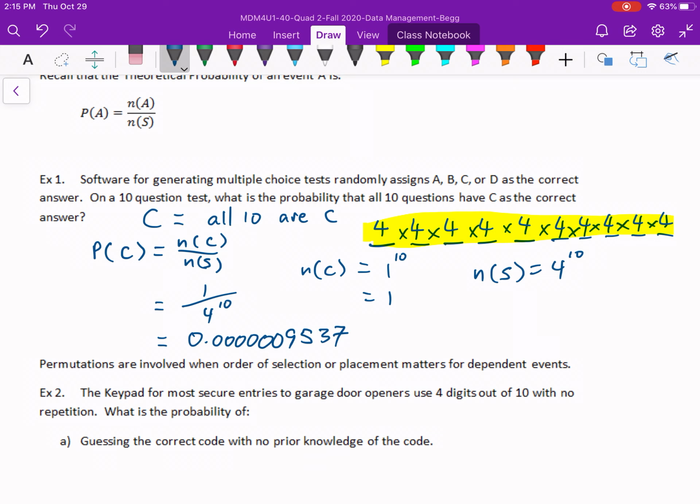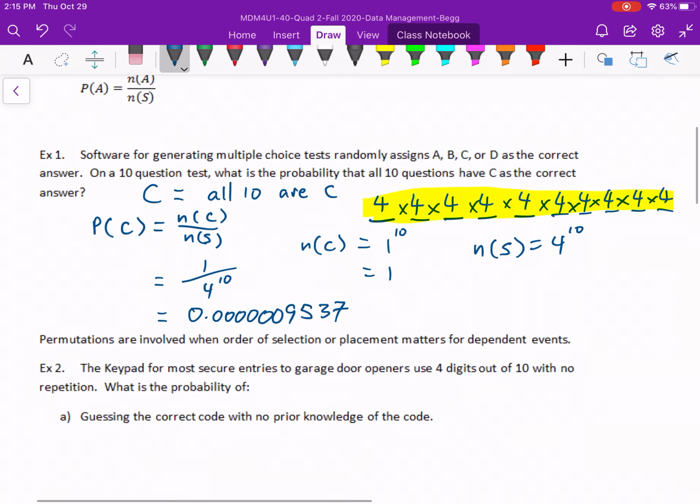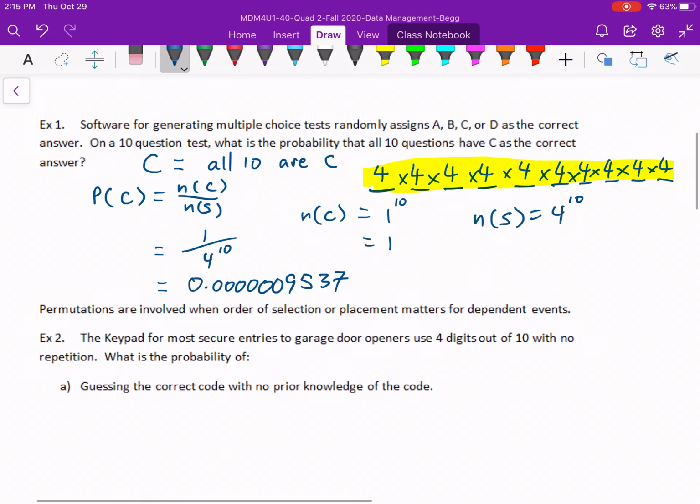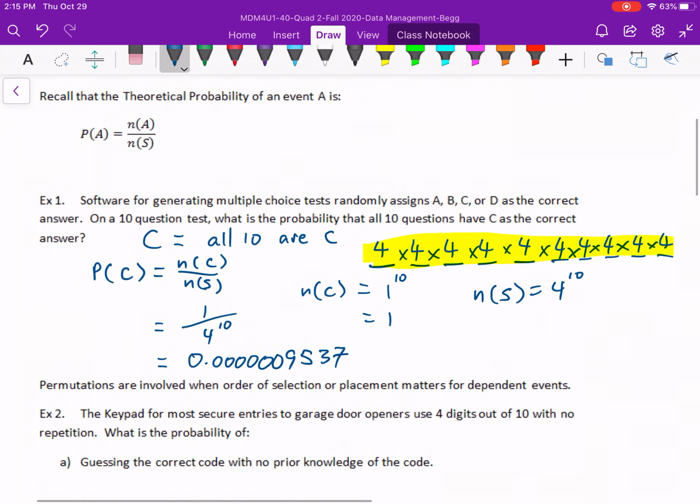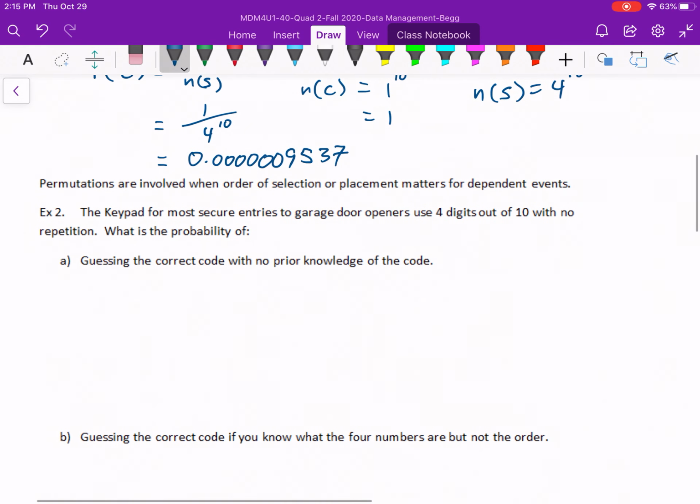But anyway, that's not the point. The point is that's how we can use permutations to help us figure this out. Well, not really permutations, I guess, in this case, because we didn't use our permutation symbol. But that is coming soon.